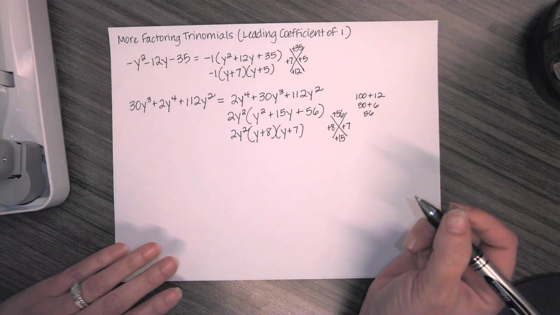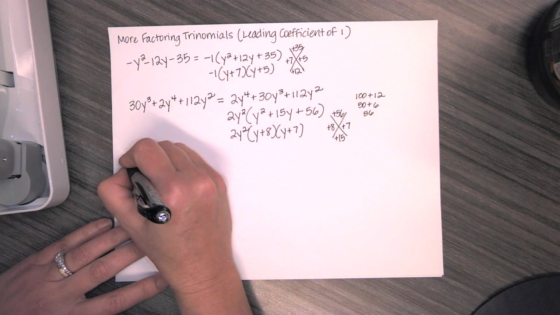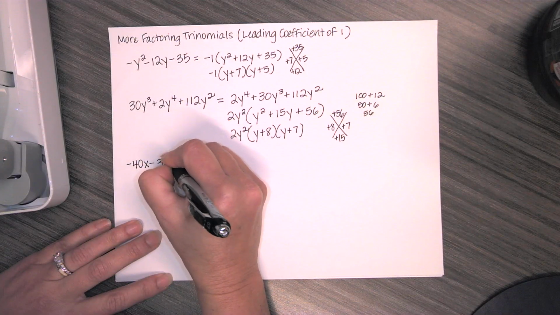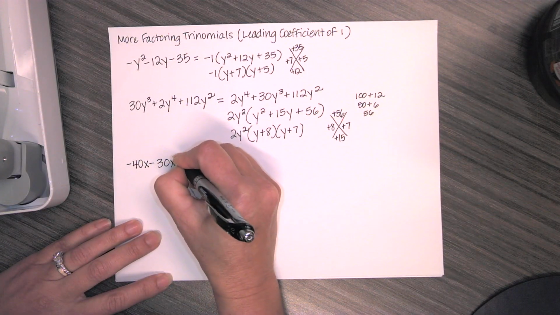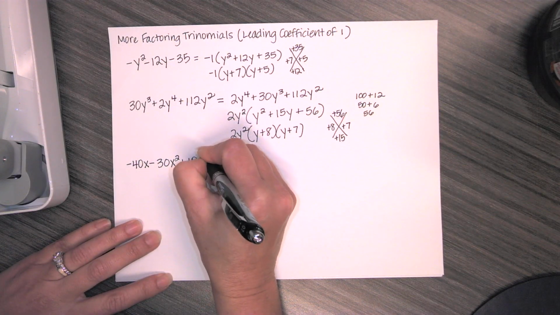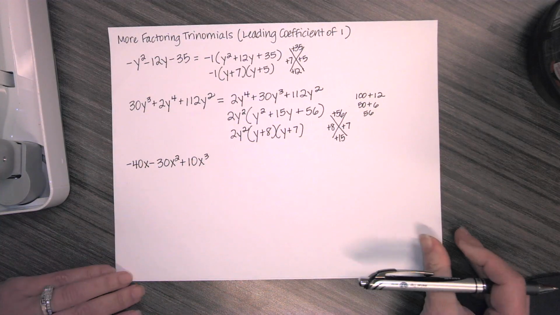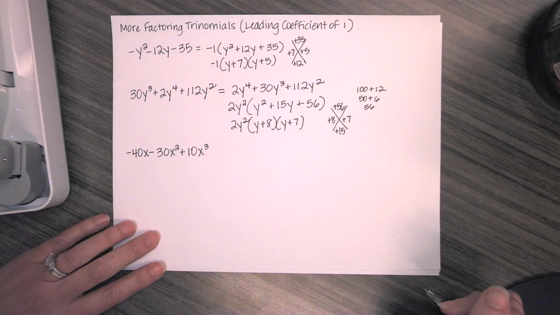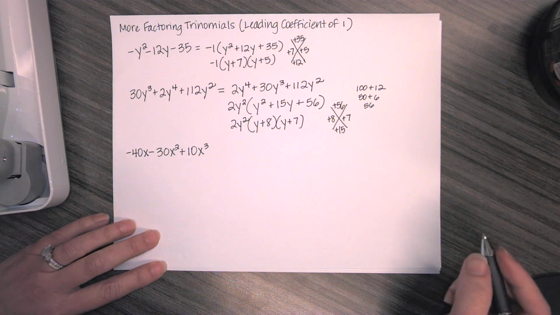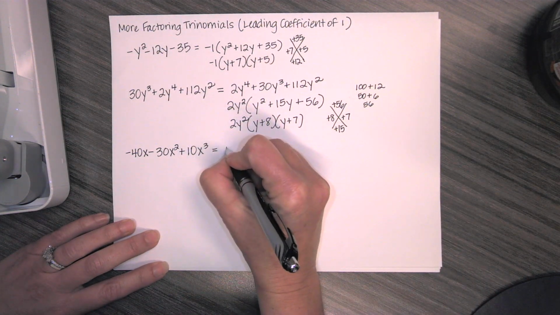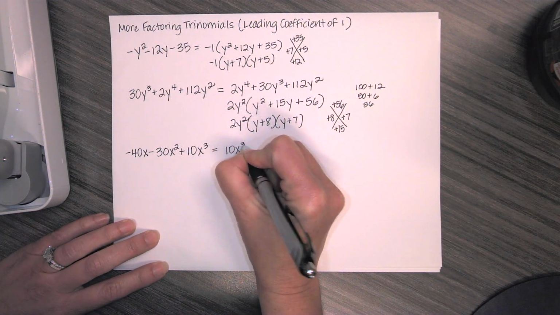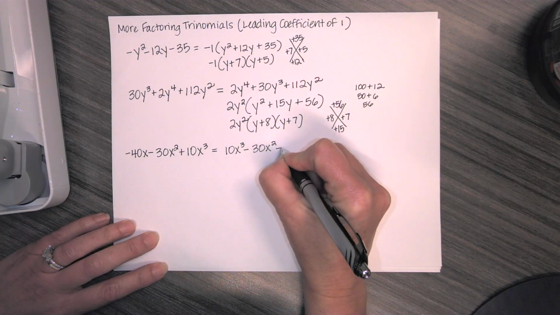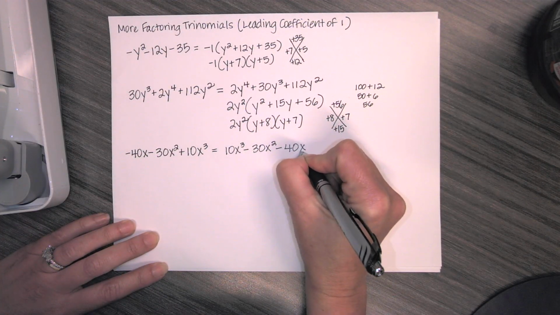Alright, let's look at another one. We've got negative 40x minus 30x squared plus 10x cubed. Once again, my terms are not in order, and so I want to go ahead and put them in order first by descending powers of the variable. I'm going to put 10x cubed first, then minus 30x squared, then minus 40x.